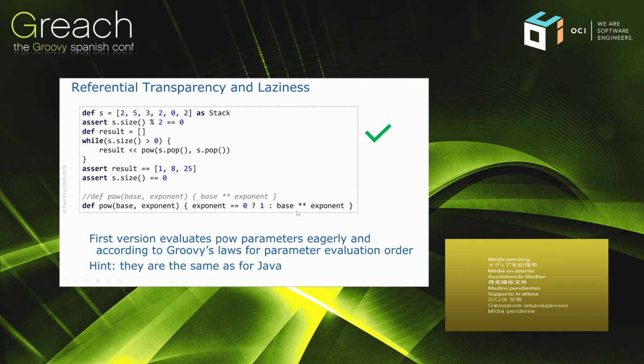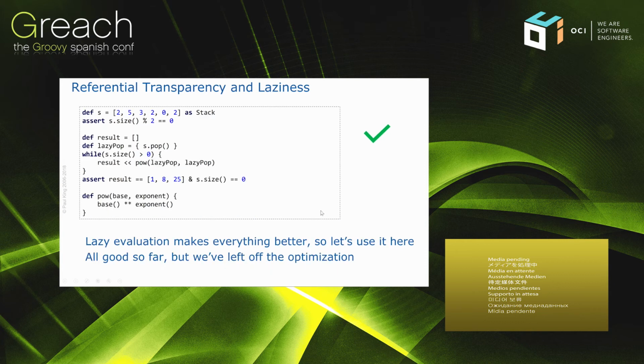So I'm just going to show you a little example. I've heard that lazy evaluation is the way of the future, so I want to change this example and do lazy evaluation. This example is exactly the same as before, but I've now got a lazy pop, and lazy pop just calls stop pop inside a closure. So I'll pass that closure into pow, and I'll change pow to, instead of just expecting the actual integer that I'm going to calculate with, here it's a closure, and when I call the closure, I get the integer that I want. So that all works fine.